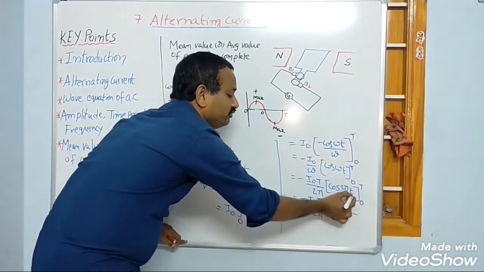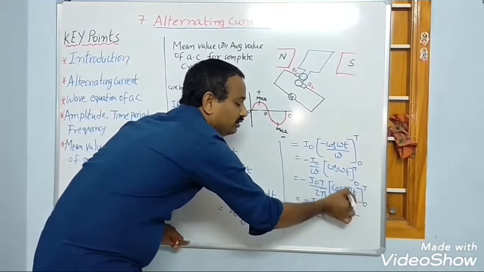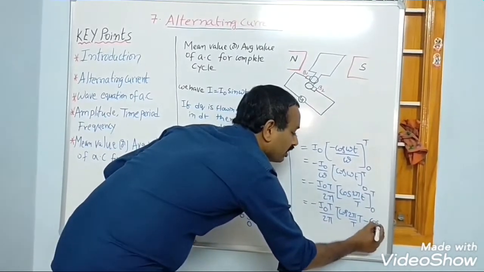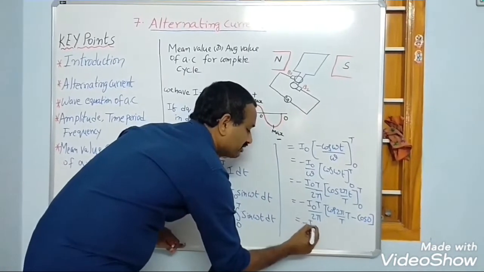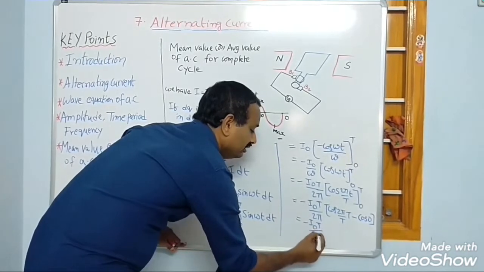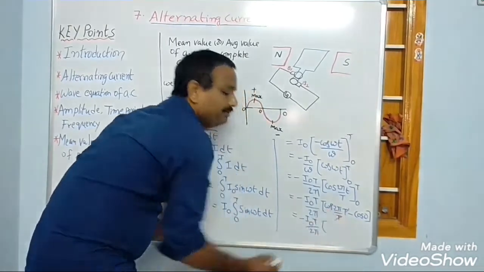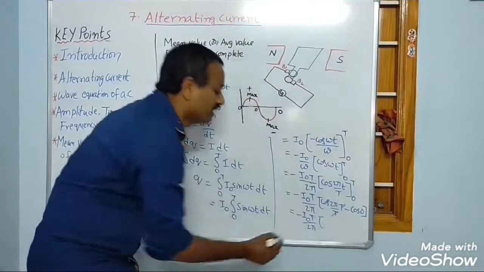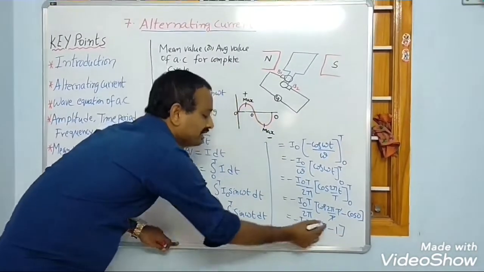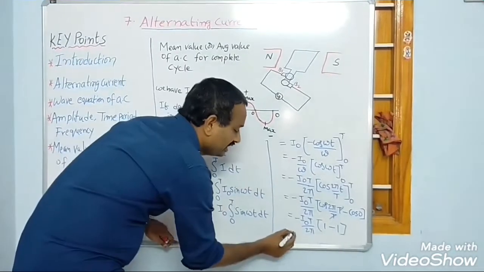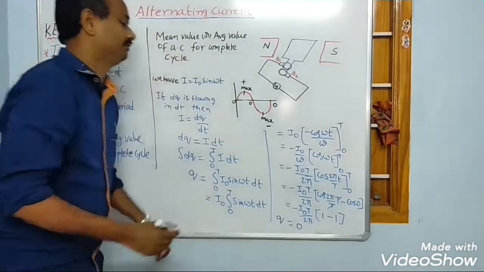In the place of small t if you substitute, this term 2 pi by T into 0 becomes 0. So you will get cos 0. Okay. Then students, here minus I naught T by 2 pi, cos 2 pi means cos 360, that is 1, minus cos 0, 1. So 1 minus 1, 0. So finally what you will get? 0 you got. So I got q equal to 0.